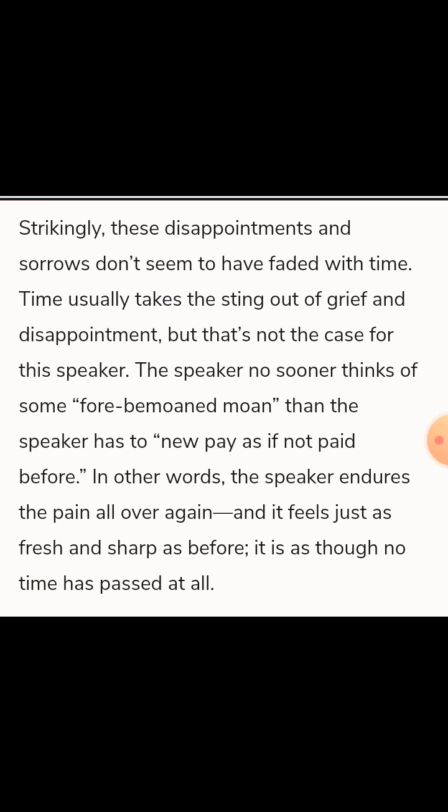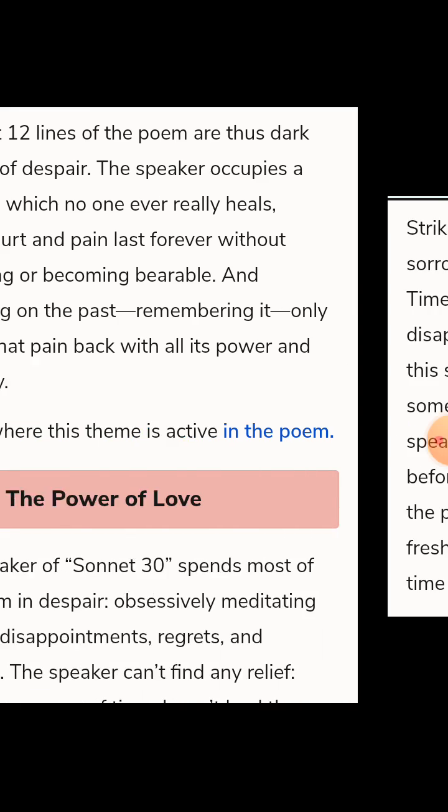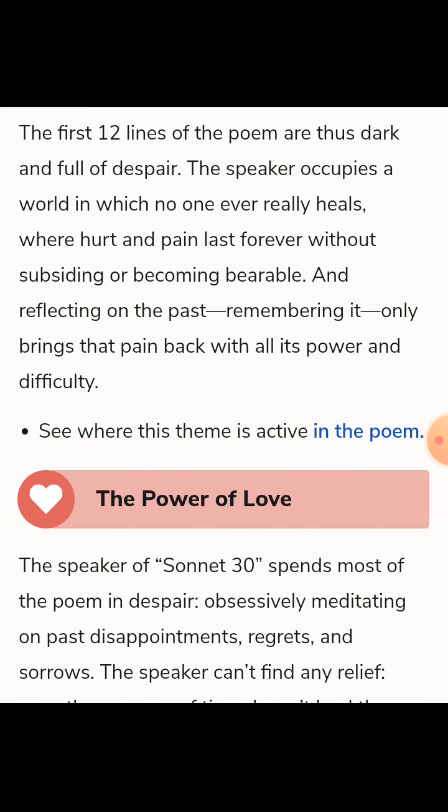He thinks like nothing has passed. The first 12 lines of the poem are thus dark and full of despair. So, in these 12 lines, we feel despair in the mind of the speaker. He is sad, he is upset, he is not happy.